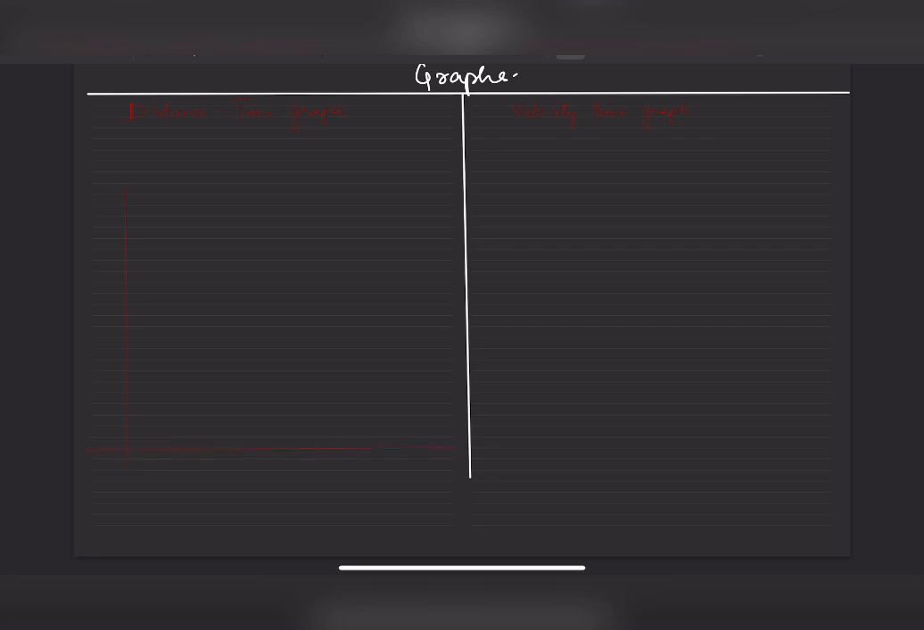Let's say I have this. I think I need to make it thicker. Now let's say this is my distance. This is distance. And this is time. Time can be in minutes, it can be seconds, it can be hours, okay? It can be anything. Distance also can be in meters, it can be in kilometers, it can be centimeters also.